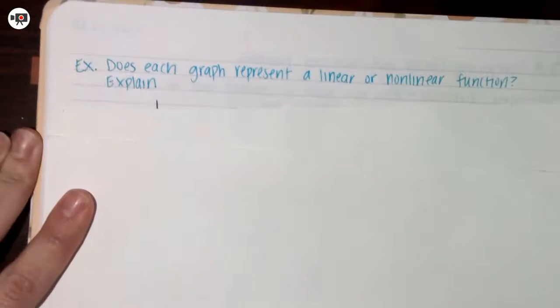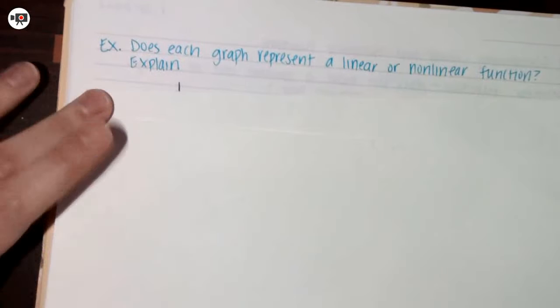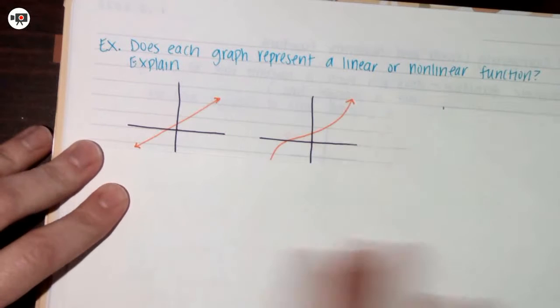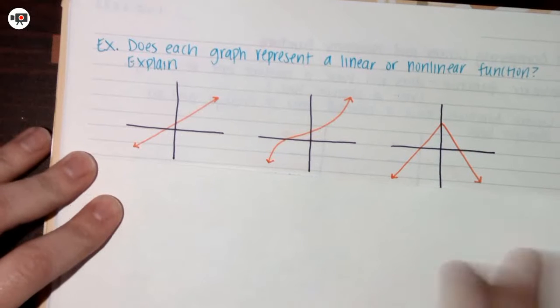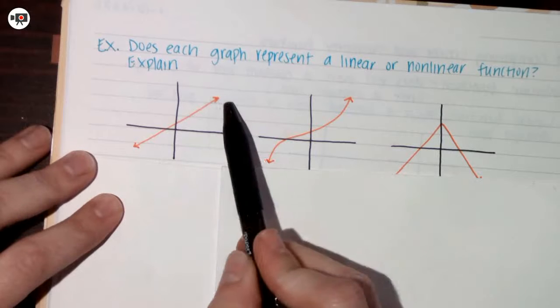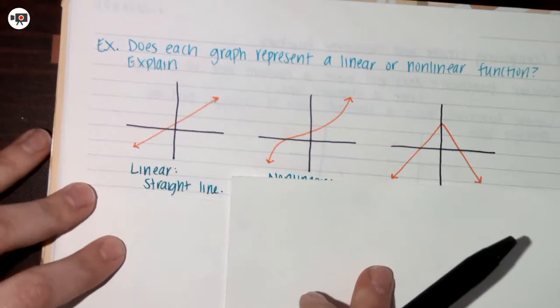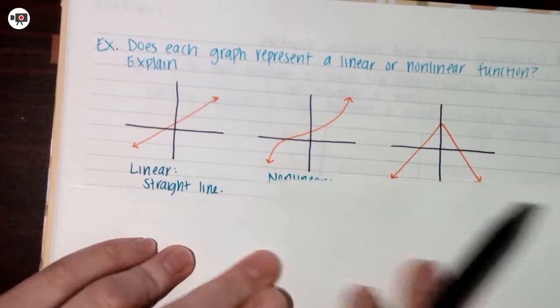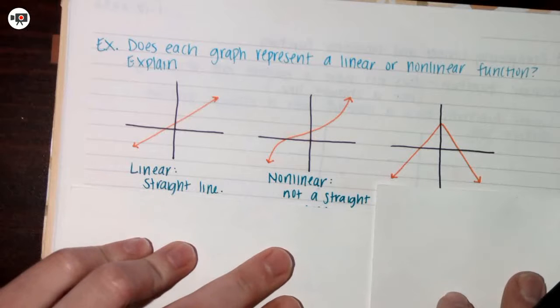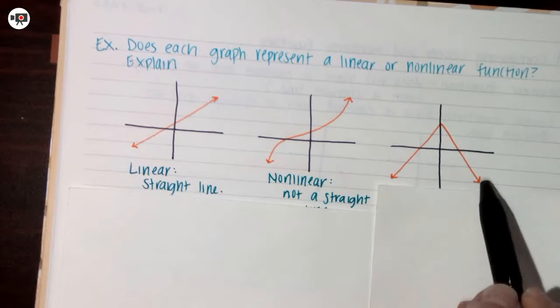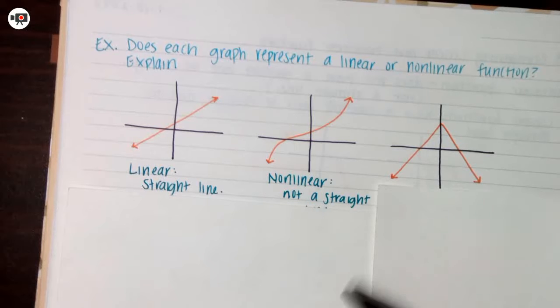Let's look at a few graphs. So, I have a few graphs here, and we're going to see. This first one, it's a straight line, so it is linear. My second graph has a couple curves, so it is not a straight line, so it is nonlinear. This last one is made of 2 straight lines, and it has a corner in the middle.